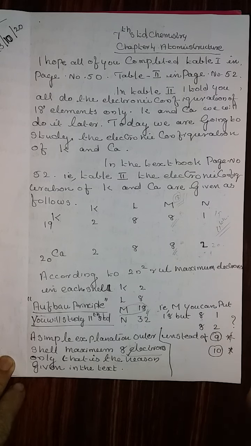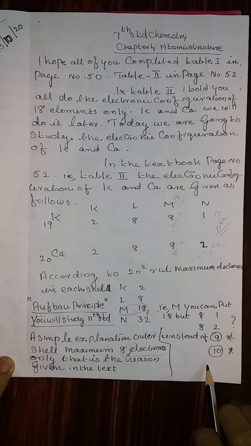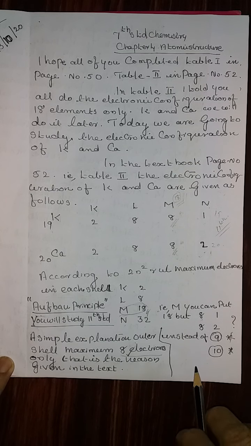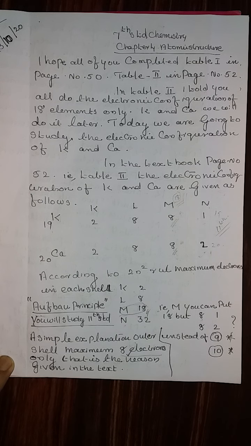Study this and now complete page number 52, the electronic configuration of all the 20 elements. If you complete this electronic configuration, we can proceed to another table on page number 58, the electronic configuration of the same elements.